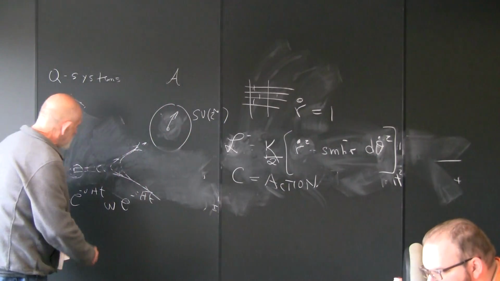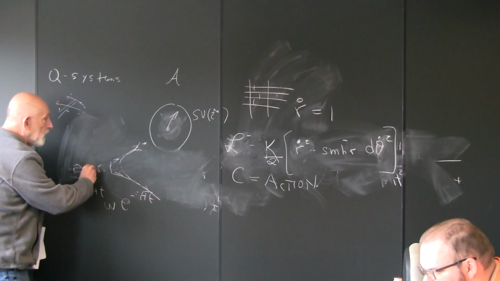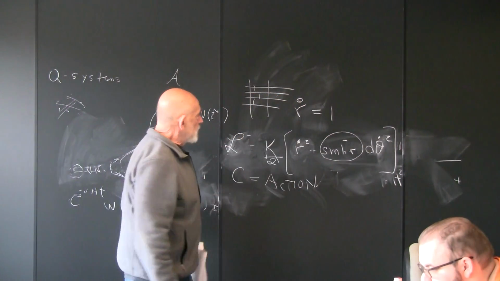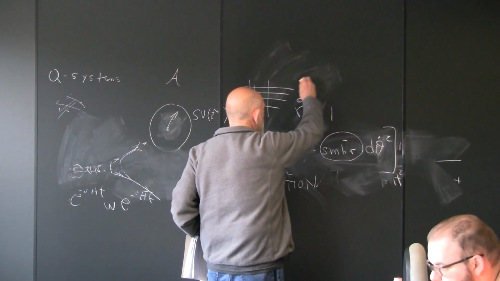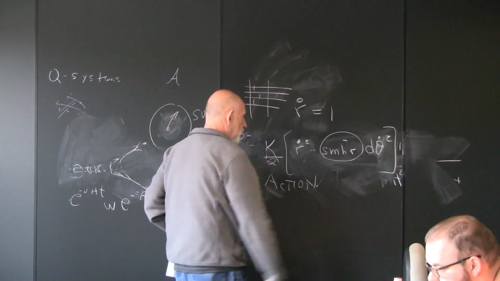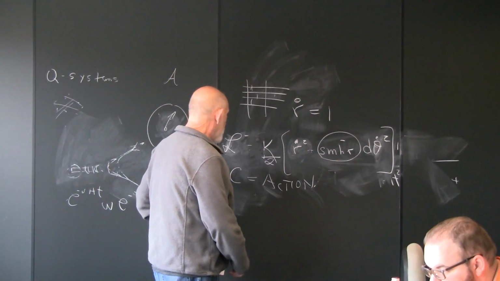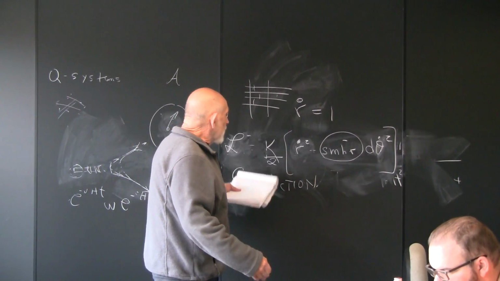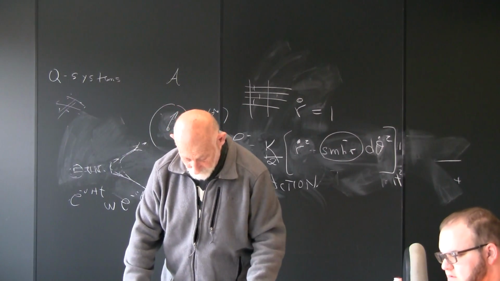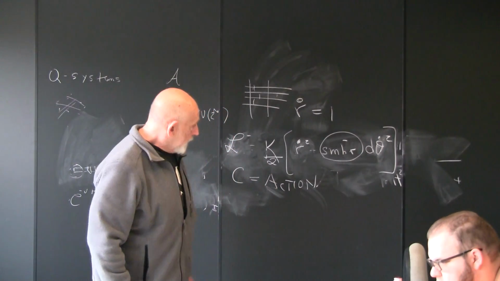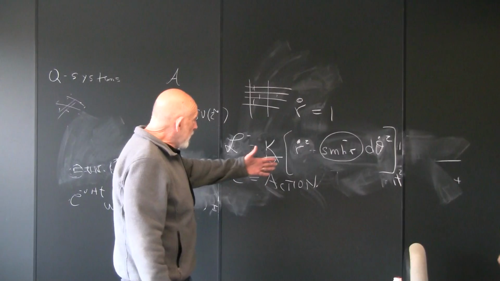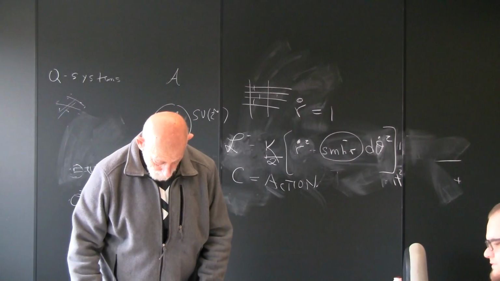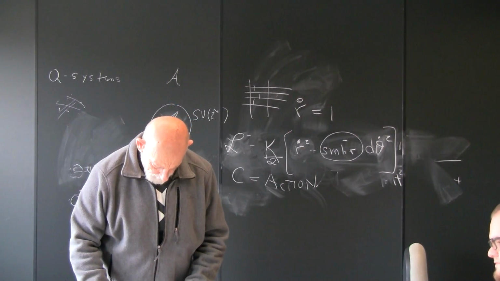But that says something in addition. It also says that distances along here grow exponentially with time, which would say that the complexity grows exponentially with time. And that would be the famous Lyapunov exponent. In fact, the Lyapunov exponent would come out to be 1. And that's the right value that we're interested in for black holes. Okay, that was the logic.